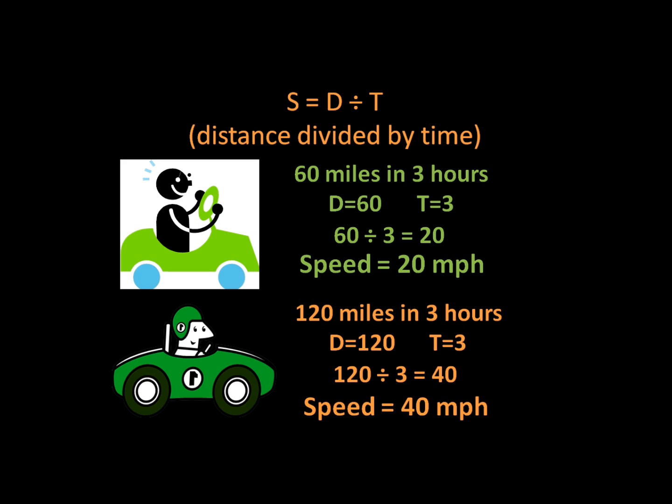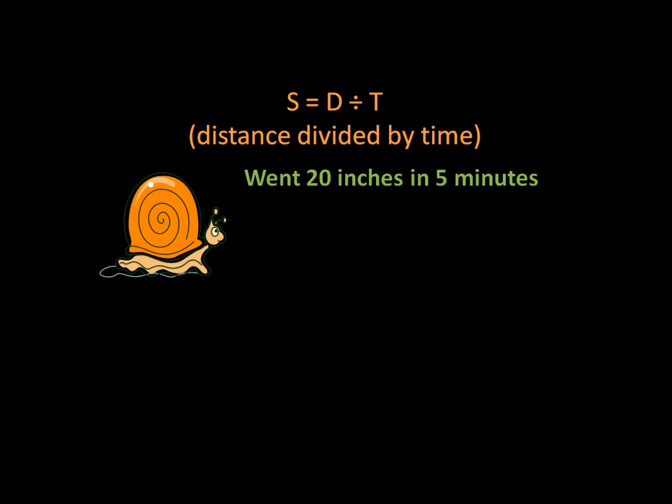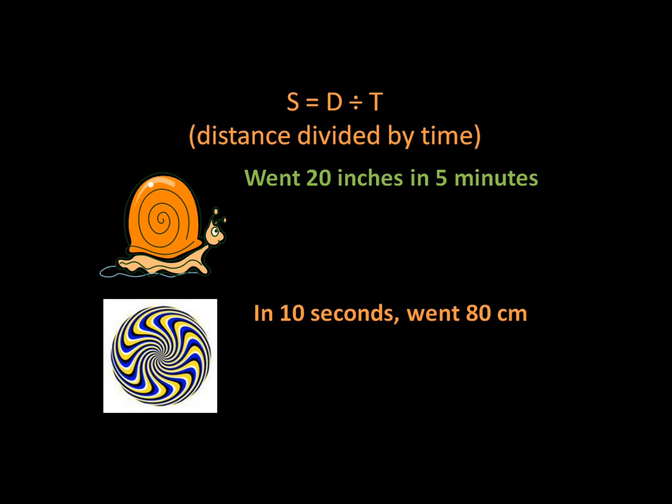Make sense? You try. Here are two speed problems. Problem 1. A snail travels 20 inches in 5 minutes. What is the average speed of the snail? Problem 2. In 10 seconds, a marble can roll 80 centimeters. What is the average speed of the marble?